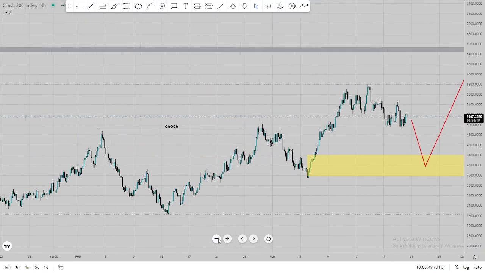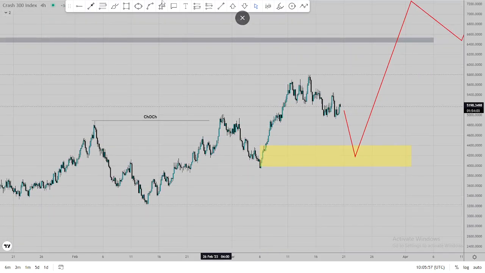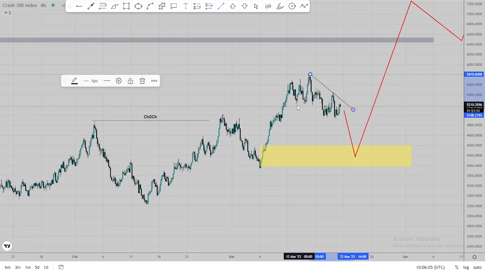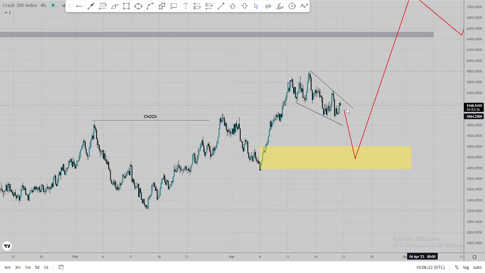Right, so this is 4-hour time frame. So we can also plot some trend lines just to guide us on the entries that we're trying to take here. Right, we have also this channel here. The break of this channel, either up or down, is also going to give us entries.